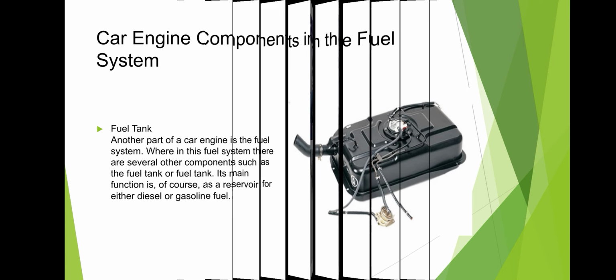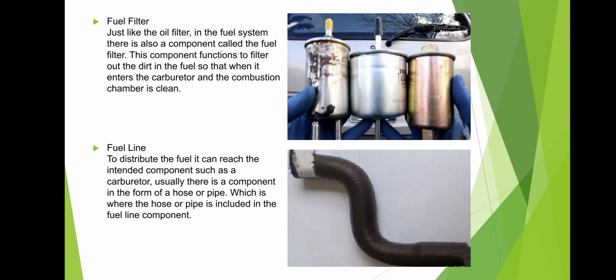Next, this is a fuel filter. Just like the oil filter, in the fuel system there is also a component called the fuel filter. This component functions to filter out the dirt in the fuel so that when it enters the carburetor and the combustion chamber, it is clean. This is a fuel line.